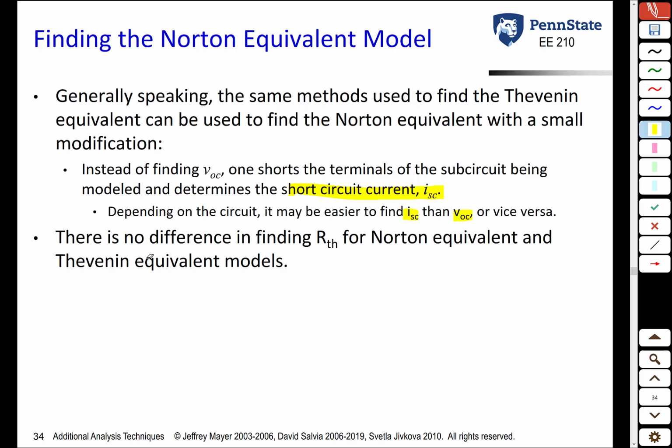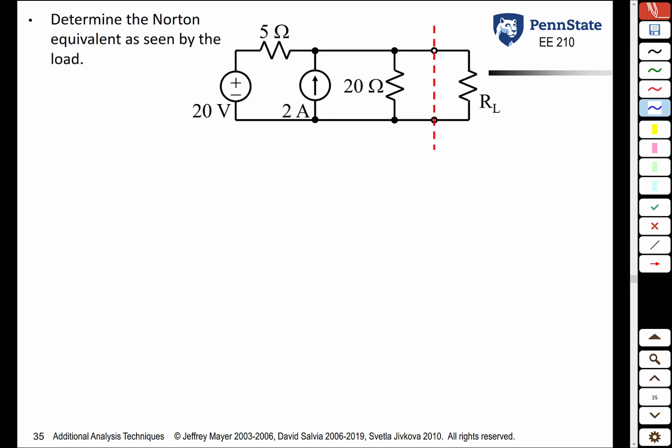As far as the resistance goes, there's no difference whether you're finding the Thevenin equivalent or the Norton equivalent. You have the same 4 approaches to find the resistance R Thevenin. So let's briefly show how you could find the Norton equivalent of the circuit here. You should recognize the circuit by now. We've used it for many different examples.